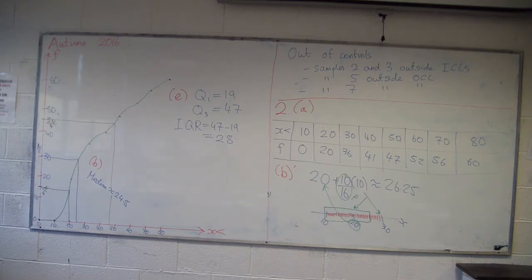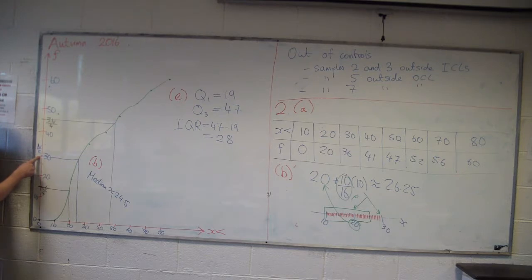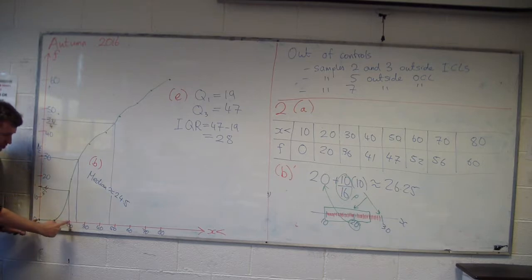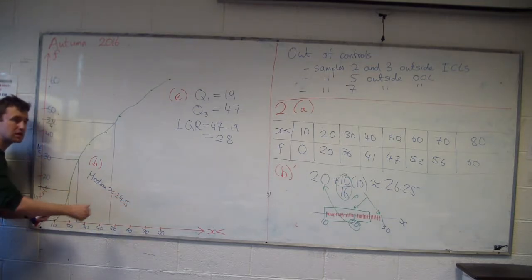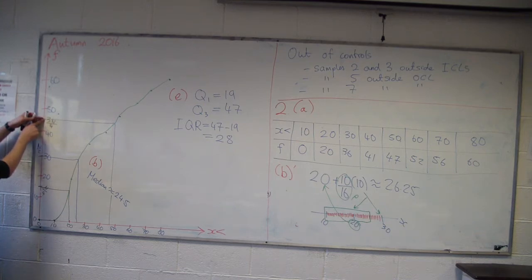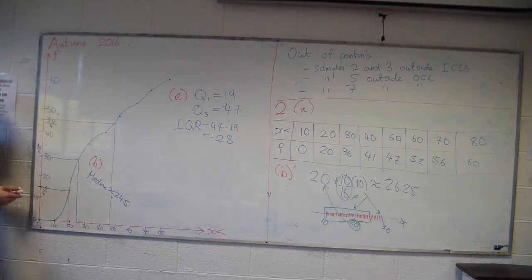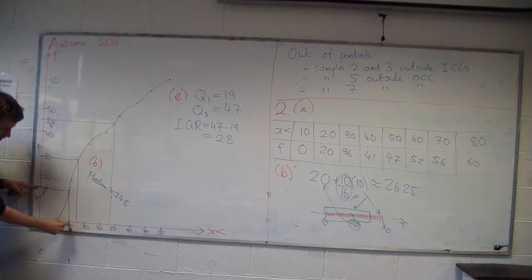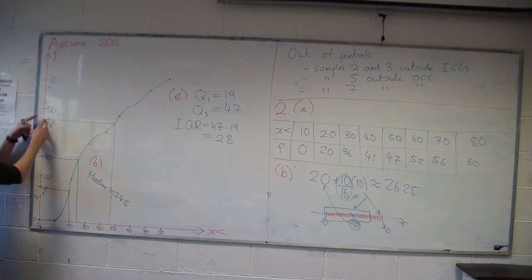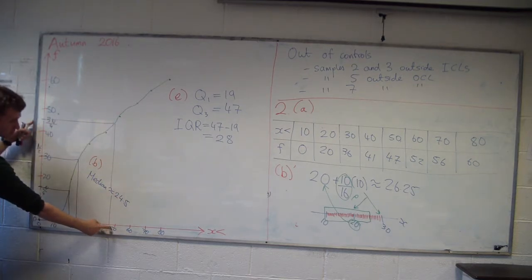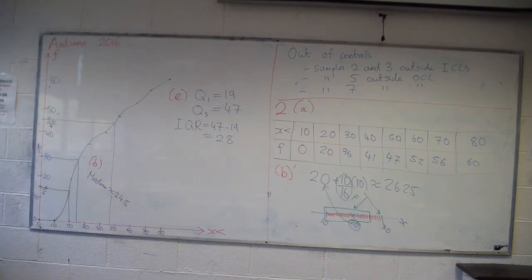Where did you get the 19 and the 47 then? So the median is the middle, the one that separates the small from the big. Q1 separates the small quarter from the rest, and Q3 separates the big quarter from the rest. A quarter of the data is 15, so go across from 15, getting around 19. Across from 45, getting around 47. Obviously more accurate with graph paper. And then the interquartile range is the difference between them.